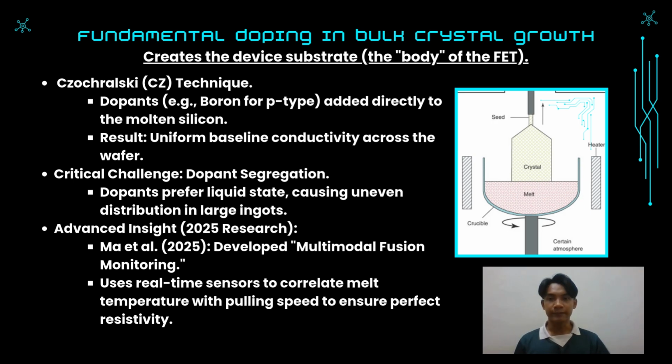The first step in making a transistor happens during the bulk crystal growth phase. We use the Czochralski method to create the substrate or the body of the FET. The doping here is simple but massive in scale. We add impurities like boron directly into the molten silicon. The goal is to create a uniform conductive background. However, a major challenge we face is that dopants don't always freeze into the crystal evenly.